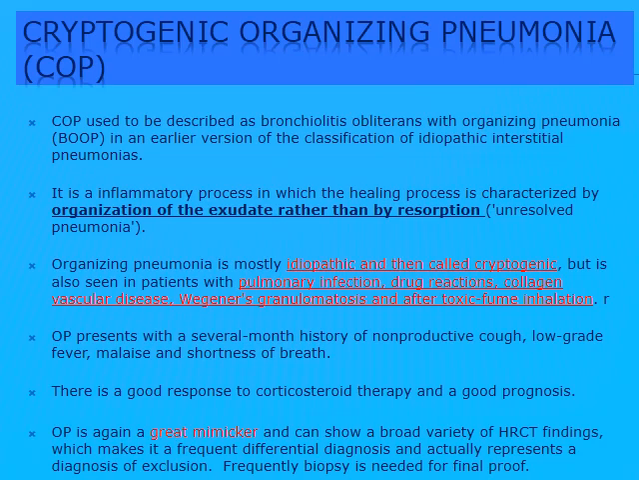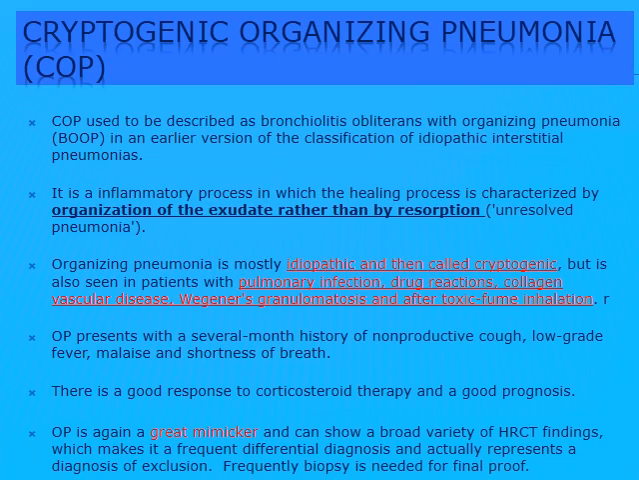Organizing pneumonia is mostly idiopathic. So if we don't have a cause, we can call it cryptogenic organizing pneumonia. But it is also seen in patients with pulmonary infection, drug reaction, collagen vascular disease, Wegener's granulomatosis, toxic fumes, and once we have a known cause, we cannot call it cryptogenic. We will call it organizing pneumonia secondary to connective tissue disease. Okay?